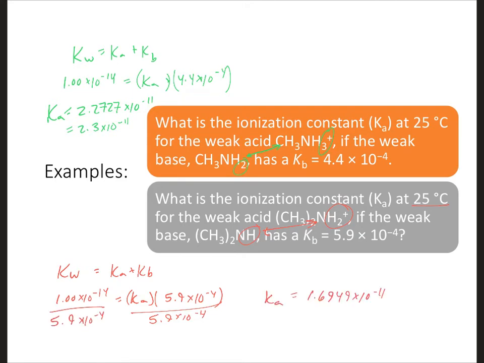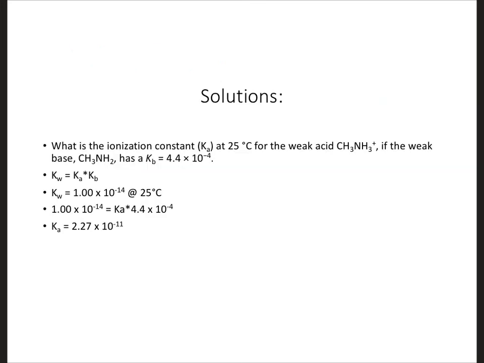Something like 1.6949 times 10 to the minus 11 would be our Ka, and then that's not the appropriate number of sig figs. Let's go with 2 sig figs. We're going to call that 1.7 times 10 to the minus 11 for our Ka. So now we've calculated a Ka using a Kb in 2 different examples. We have that worked out for you so that you are able to see it in a nice typed out version. And then here's the second one where we calculated 1.7 times 10 to the minus 11.